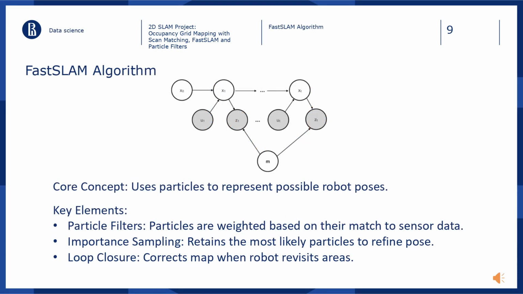FastSLAM is a core component of our approach. It uses particles to represent possible robot poses, which are then weighted based on their match with the sensor data. The key elements include the particle filter, which helps manage different possible positions of the robot. Importance sampling retains the most probable particles for refined poses, and loop closure corrects the map when the robot revisits previously mapped areas. The image shows the partially observable Markov decision process representation of SLAM, which we have used in our application.